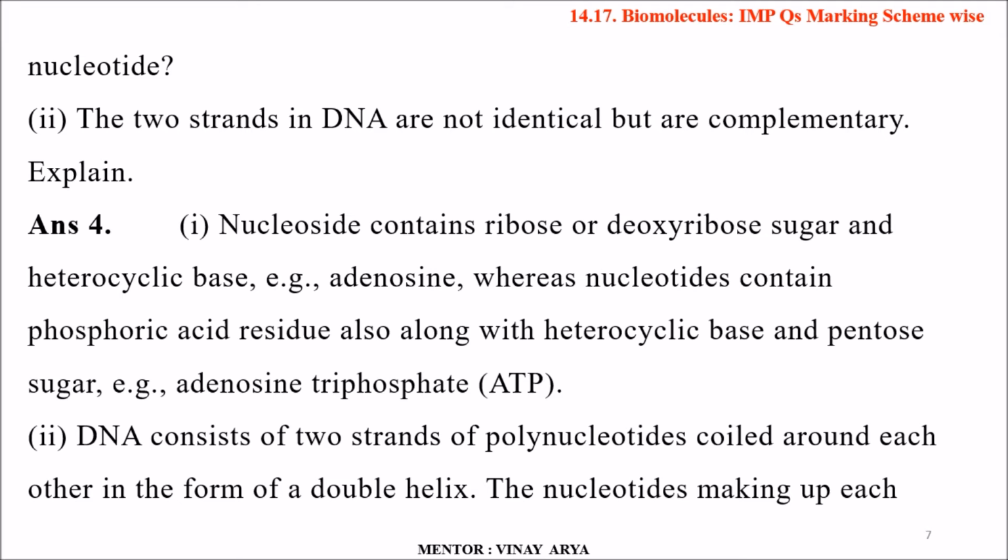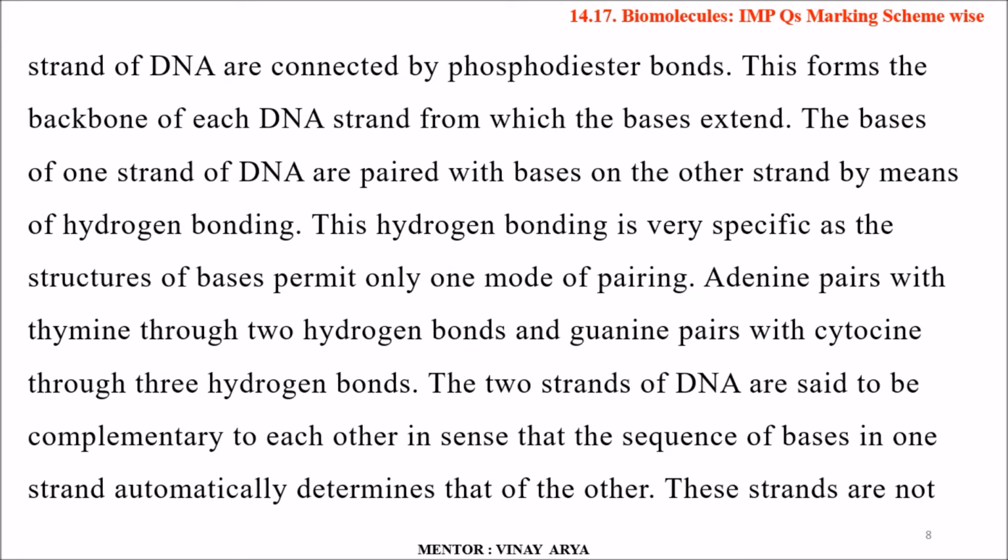ATP. Second part, DNA consists of two strands of polynucleotides coiled around each other in the form of a double helix. The nucleotides making up each strand of DNA are connected by phosphodiester bonds. These form the backbone of each DNA strand from which the bases extend. The bases of one strand of DNA are paired with bases of another strand by means of hydrogen bonding. This hydrogen bonding is very specific as the structure of bases permits only one mode of pairing. Adenine pairs with thymine through two hydrogen bonds and guanine pairs with cytosine through 3 hydrogen bonds.